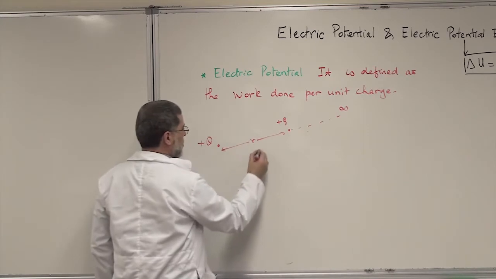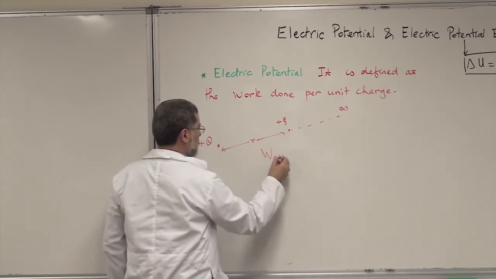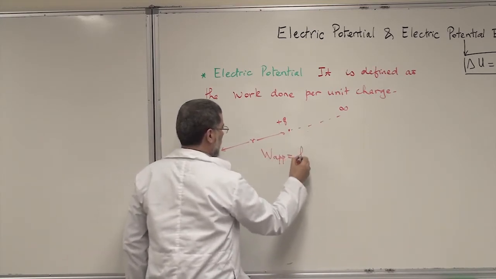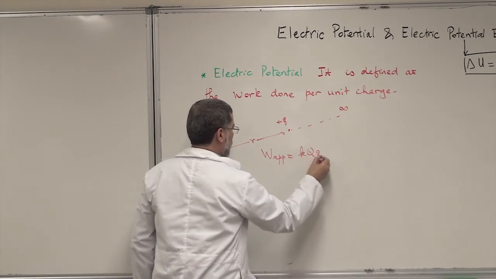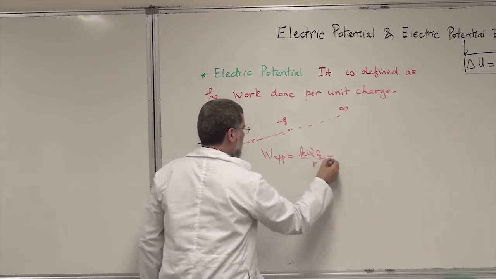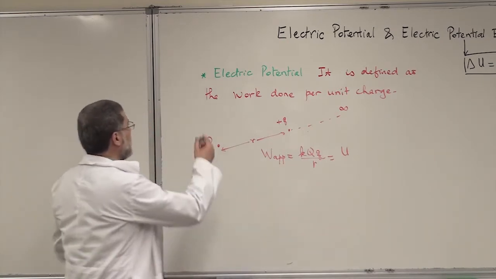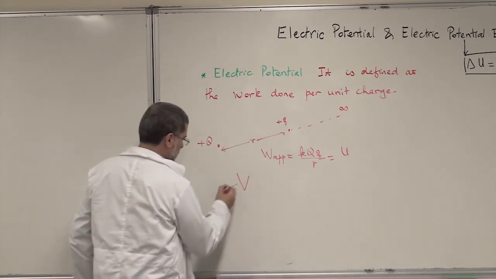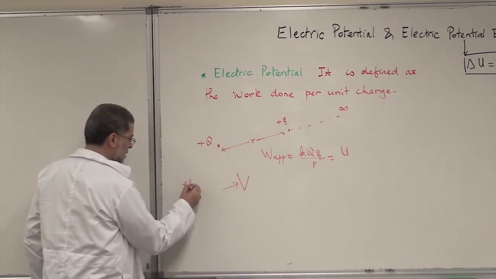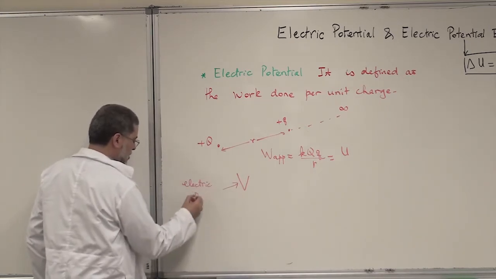So how much is the work we applied? What was the applied work? If you remember, it is KQ over r, and this is U. And so the potential V, this is the electric potential.